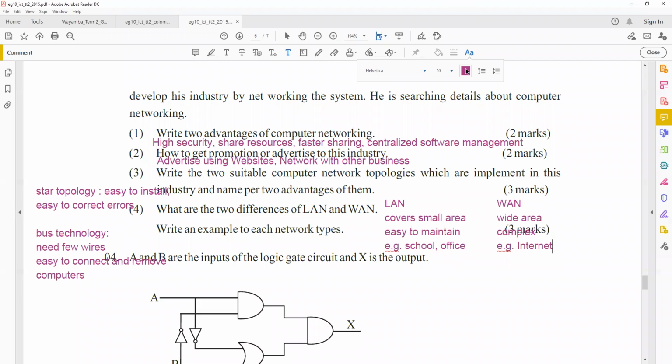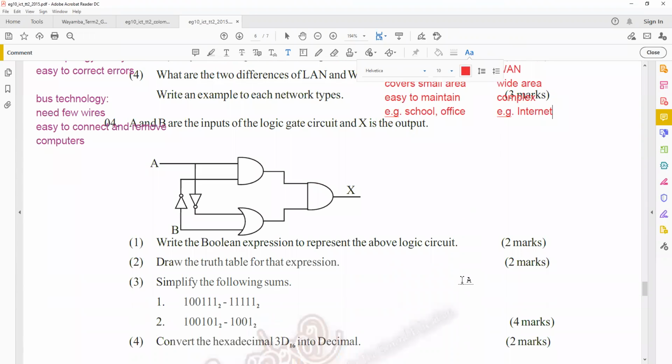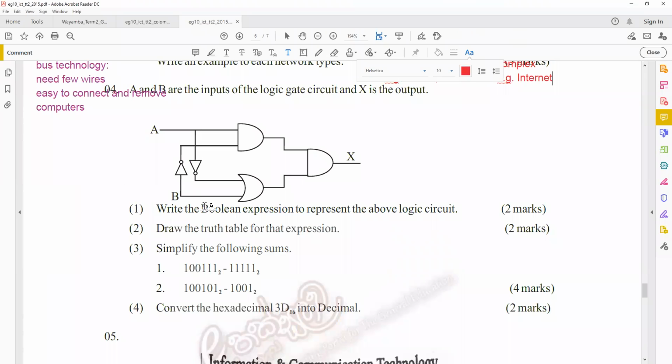Okay, so that's question number 3. Let's move to question number 4. We have inputs A and B. We have X. Write the Boolean expression for X for the above circuit. Okay, can you write the Boolean expression? Can you write the equation for X using A and B as the input?